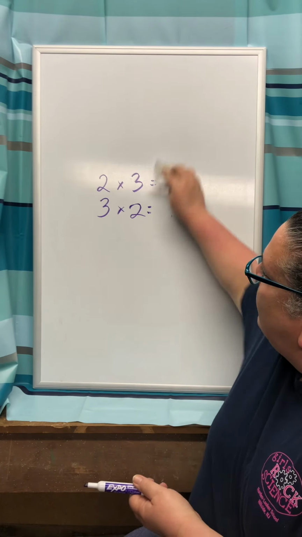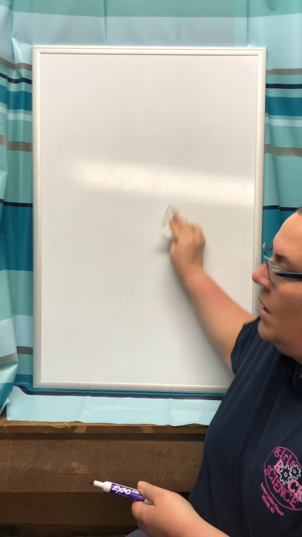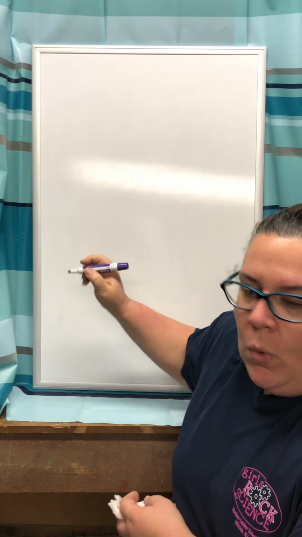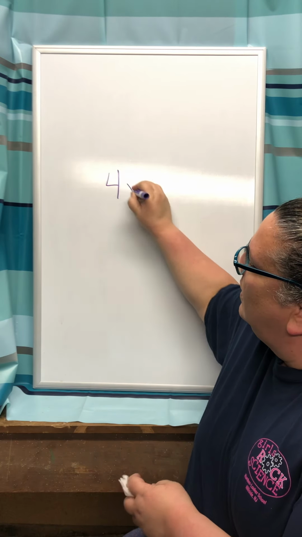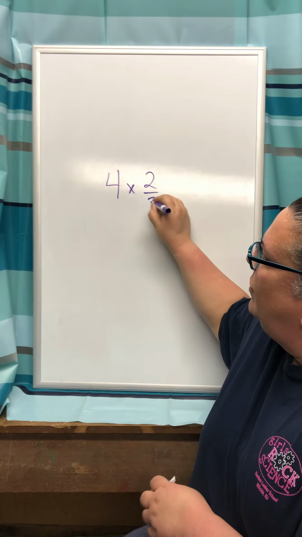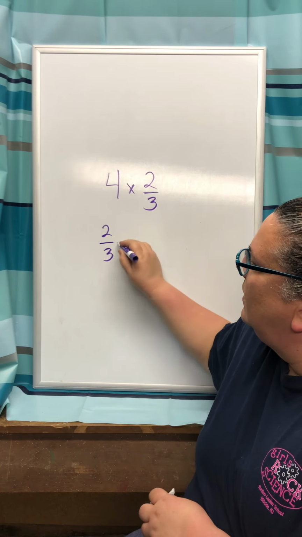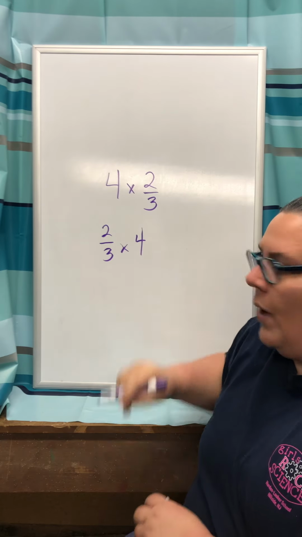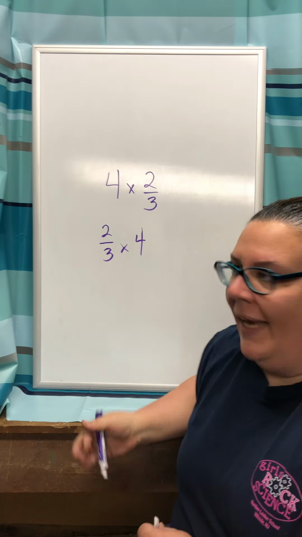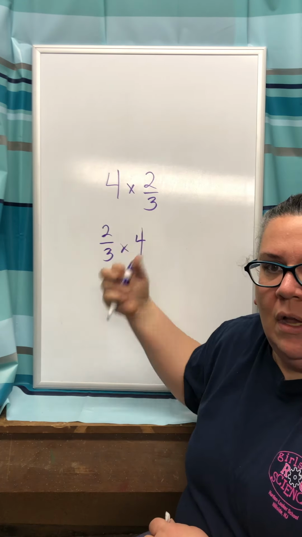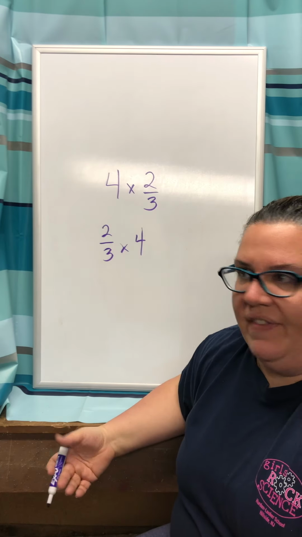So if I go back to the problem, they said 4 times 2/3 and 2/3 times 4. All I'm doing is switching the order that I'm solving them in. Doesn't change the value at all.